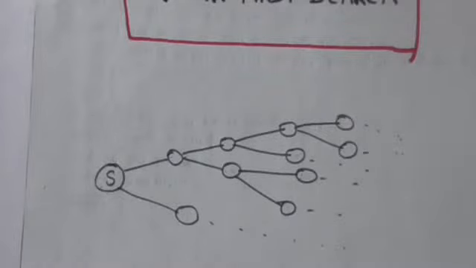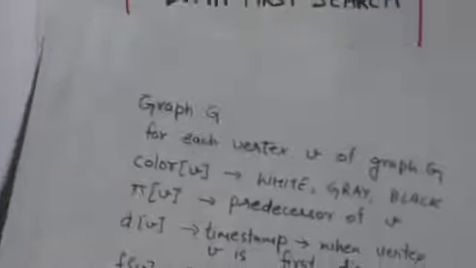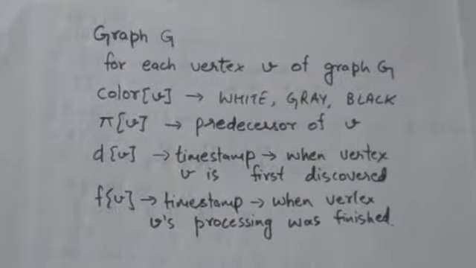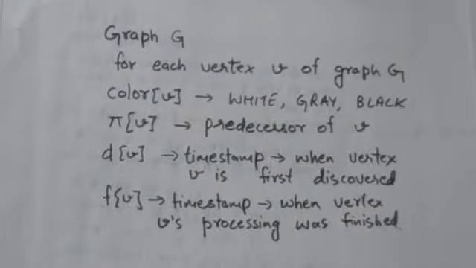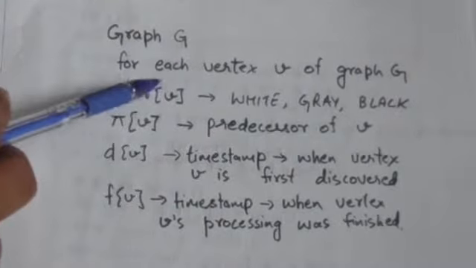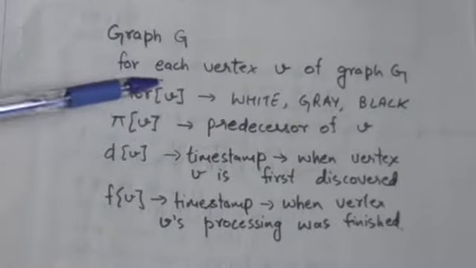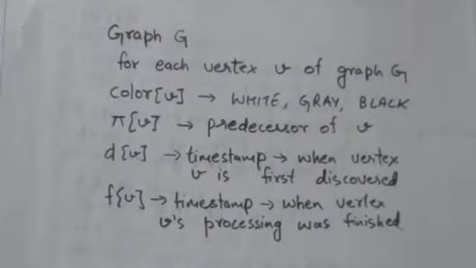Now suppose there is a graph G and we have to traverse it by depth first search algorithm. Then in depth first search, for each vertex V of graph G, 4 variables are maintained. First is color V, right? This variable stores the color of vertex V. Color of a vertex can be white, gray or black.